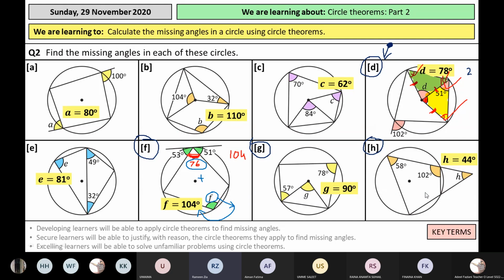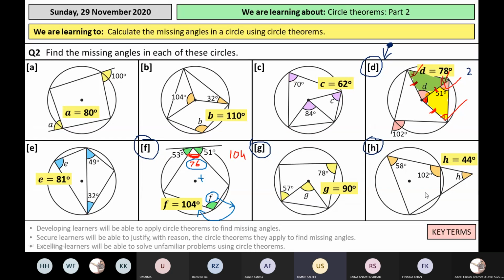Sir, first we will subtract 102 from 180 to get one angle, and to find the other angle, we will subtract 58 from 180, and then we will add and subtract from 180 to get 44. All right. Okay. Fine. Anyone else?